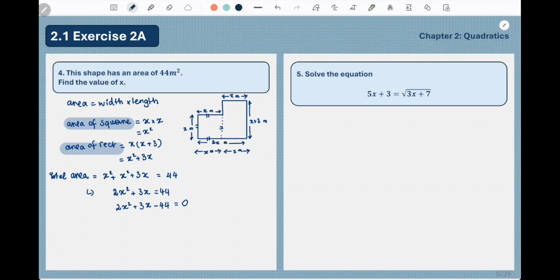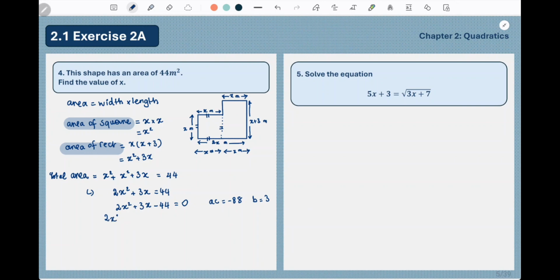Well, we need to identify two numbers that when you multiply them together, give you the value of AC. So A is 2 and C is minus 44. So that is minus 88. When you multiply them, it gives you this. And when you add them together, it gives you the value of B, which is 3. So this is A, B, and C, okay? B, which is 3. So I can think of two numbers, easy ones: 11 times minus 8. So let's check that. When you multiply them together, it gives you this. And when you add 11 to minus 8, it gives you 3.